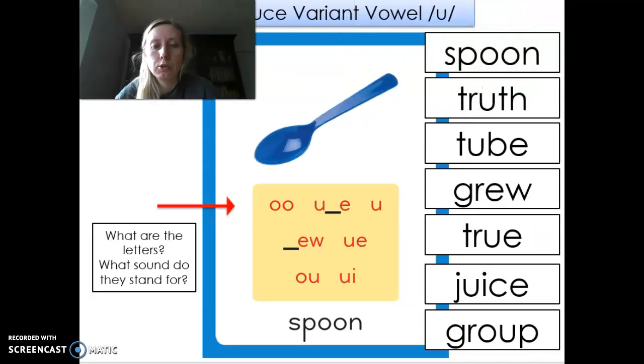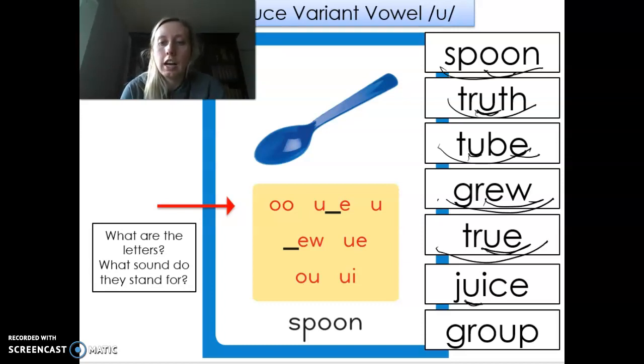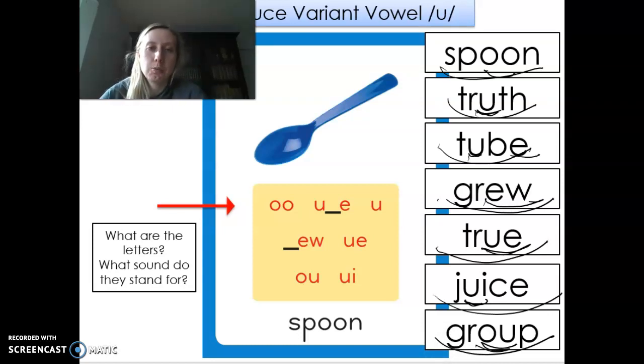Okay, let me move this over. So once again, we're looking at our spoon card today, and we are making the sound oo, but oo has many different ways that it can be spelled. So we have oo as in spoon. We have U as in truth. We have U blank E as in tube. We have EW as in grew. We have UE as in true. We have UI as in juice. And we have OU as in group. So I know that's a lot of different ways to spell it, but the more you read, the more you'll know which one to use in each situation.